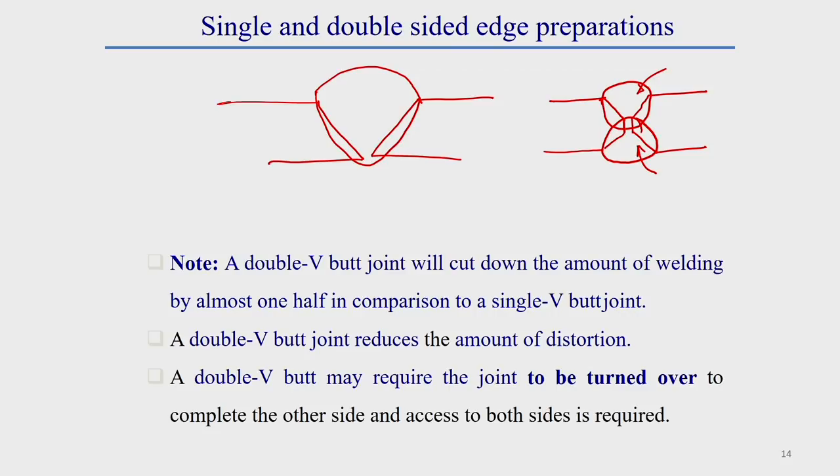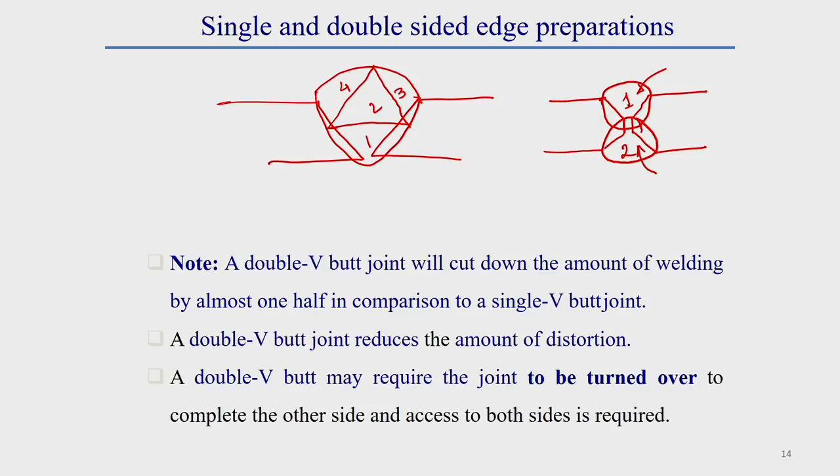From here one thing we can easily see: in case of single SP portion, the material required to do the welding is, let this be 1, 2, 3, this is 4, let this be your 1 and let this be your 2. Whatever the material required for this 1 and 2 weld pass, it is almost twice that of the double sided SP portion. So in case of single sided SP portion, the weld material required is almost double the double sided SP portion weld material.